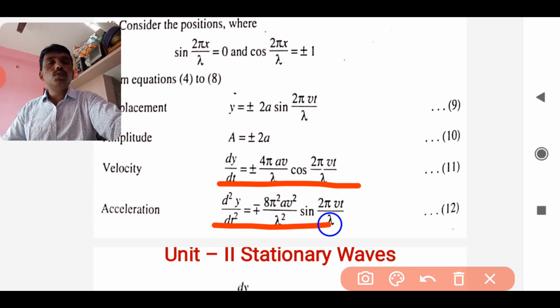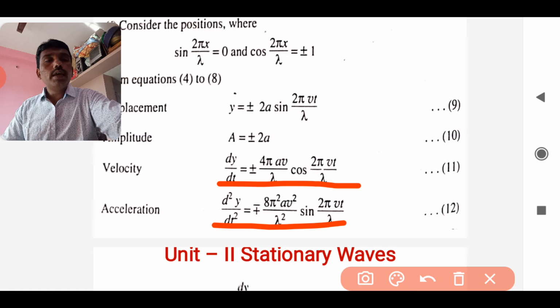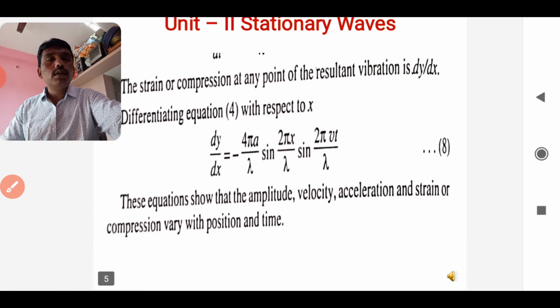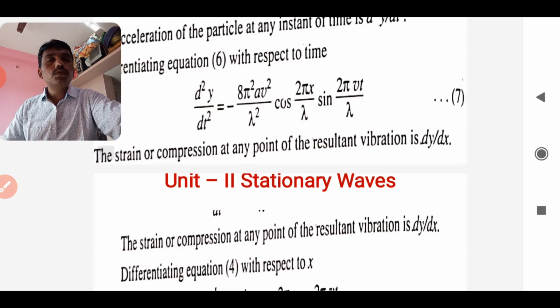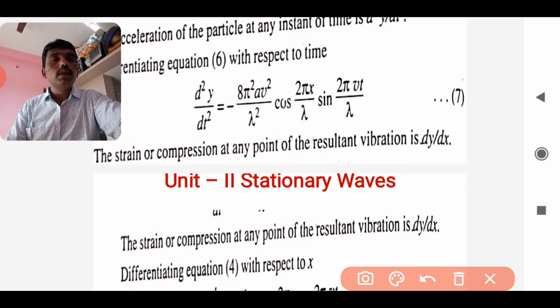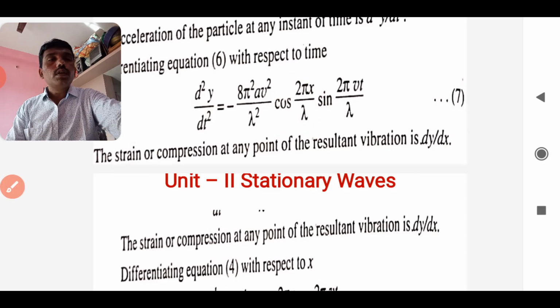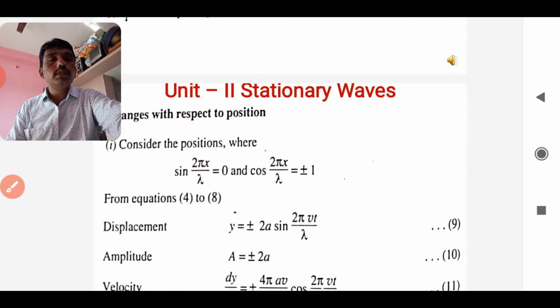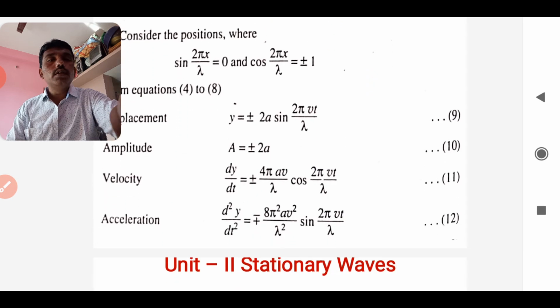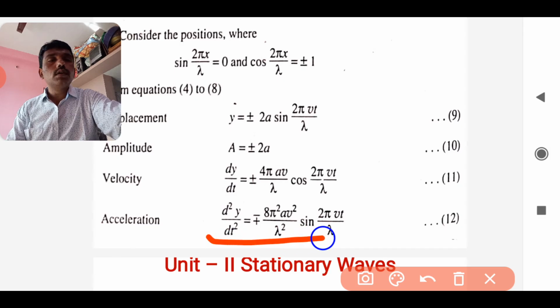Again, for the acceleration d2y by dt square, I have to go to the previous relationship. We need to see whether d2y by dt square has sine of twice pi x or cos of it. Here it is cos of twice pi x by lambda, so its value will be 1. It is not sine of twice pi x by lambda. So the acceleration will be d2y by dt square is equal to plus minus minus plus 8 pi square av square by lambda square sine of twice pi vt by lambda.